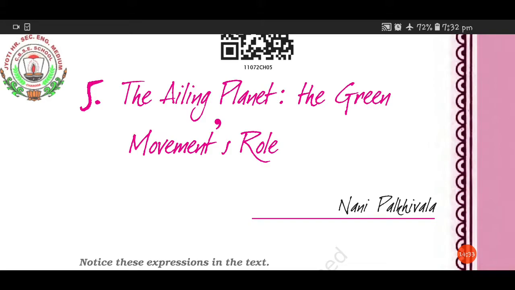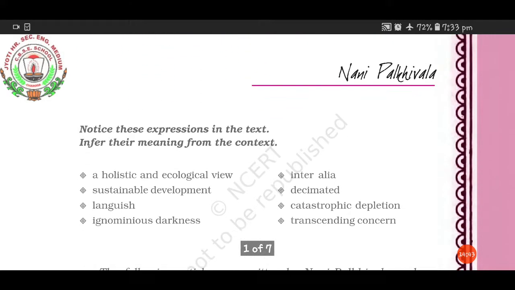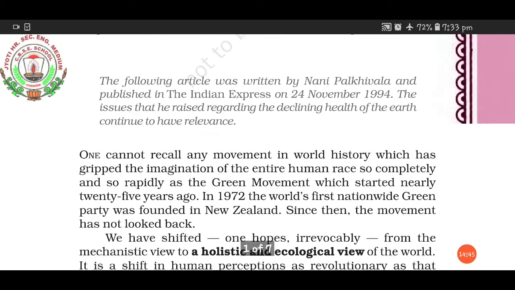Here, you might be knowing that many revolutions had come. So in that, one is the green movement. So the role of the green movement for this ailing planet. Now let's go for the actual reading and explanation.